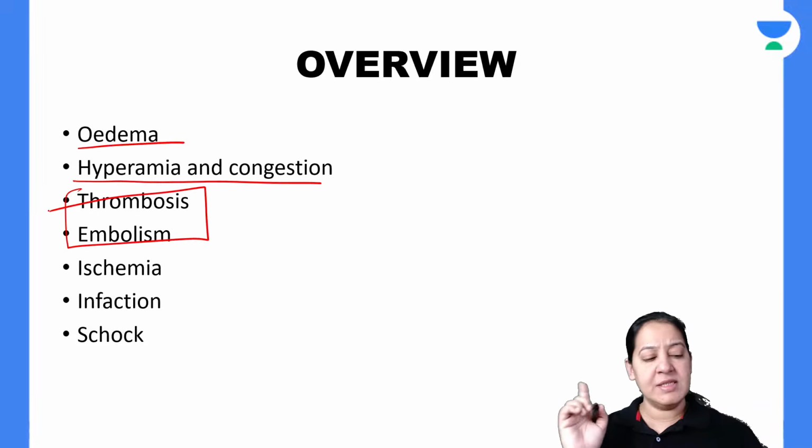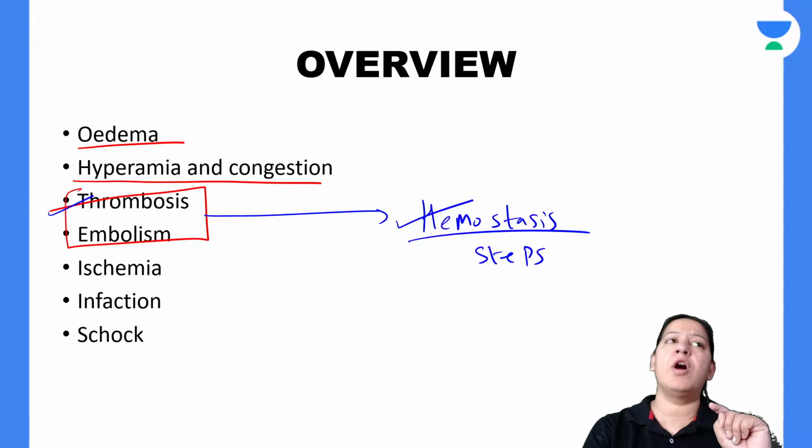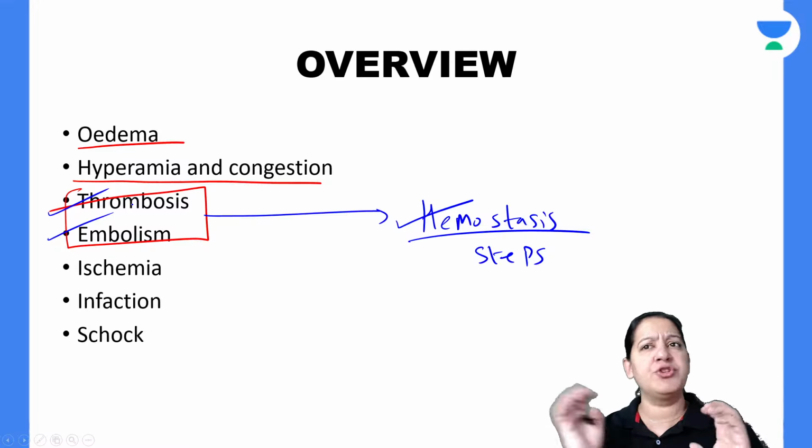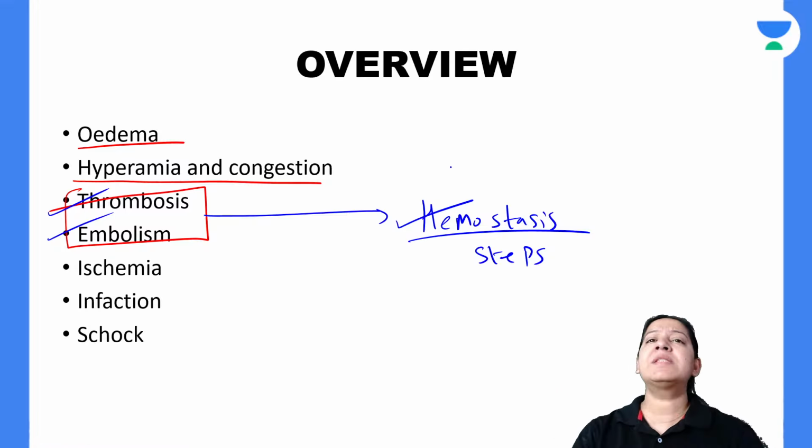But I cannot teach you thrombosis and embolism directly. For understanding thrombosis and embolism, first you should understand hemostasis. First, you should understand the steps of hemostasis, because the steps of hemostasis are the same as those of thrombosis, and thrombosis will lead to embolism. So let me start with hemostasis. I will teach you the steps of hemostasis, how it occurs, what hemostasis is. After that, I will come to thrombosis, and after that, I will come to embolism.